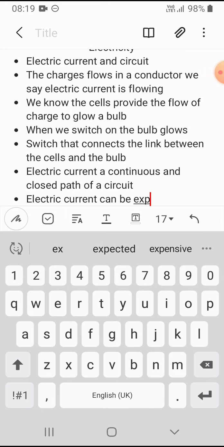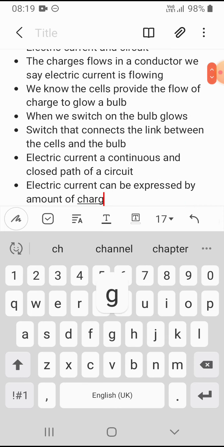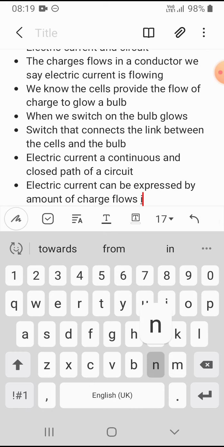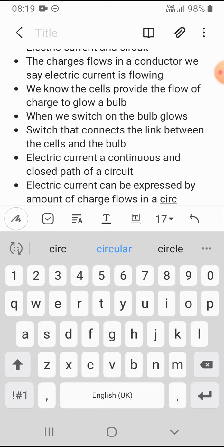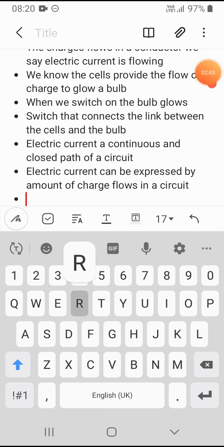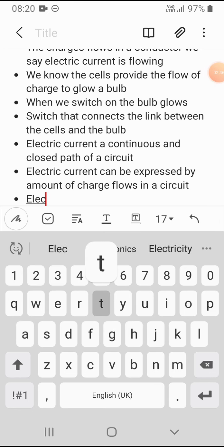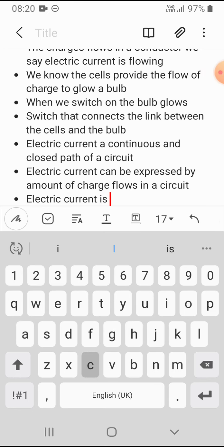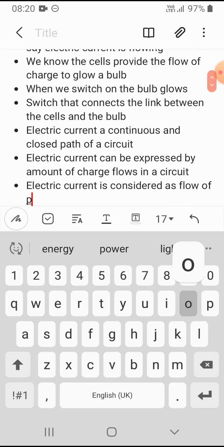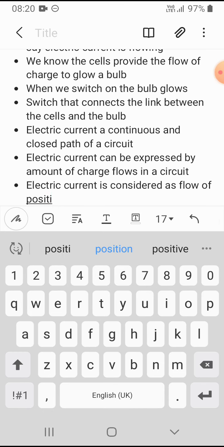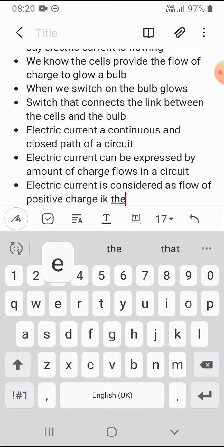We can express it by the amount of charge that flows in a circuit. Electric current is considered as the flow of positive charge in the direction of current.